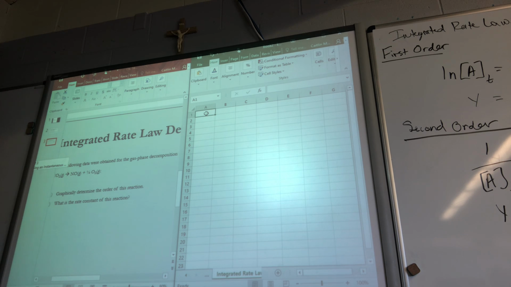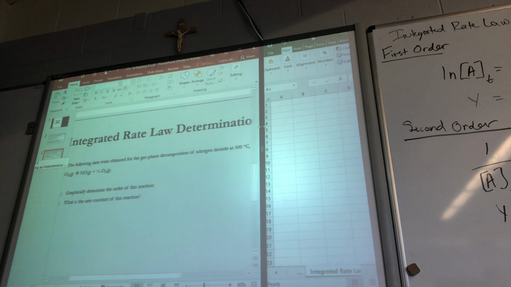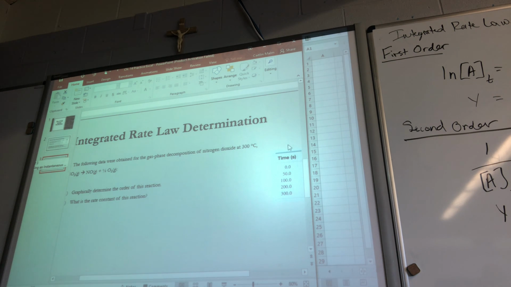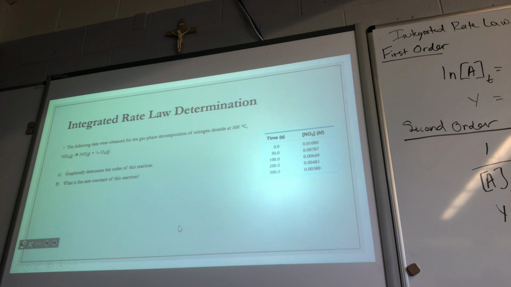Okay, so what we're going to do is copy data over, just like we did at the beginning. This one is the integrated rate law determination. In order to do this, we need time and concentration. That's where we have to start. Copy time in seconds in the first column, and concentration in molarity in the second column, just like we did before. Copy it exactly how you see it, please. Time first, concentration second.